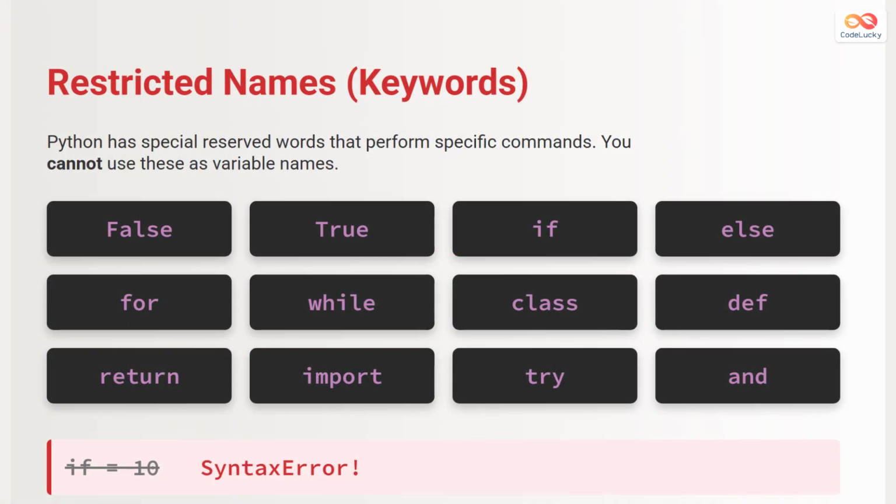Python has a set of reserved words that have special meaning in the language, such as if, for, class, and return. You cannot use these words as names for your variables because it would confuse the interpreter and cause a syntax error.